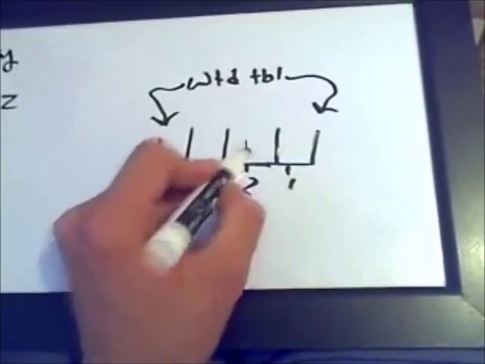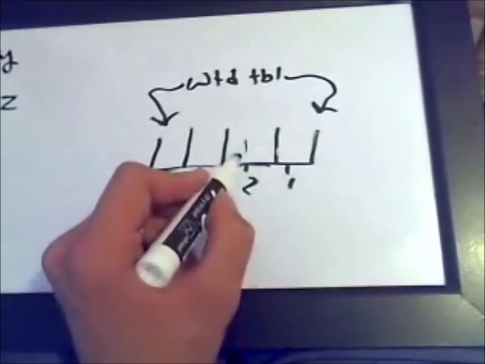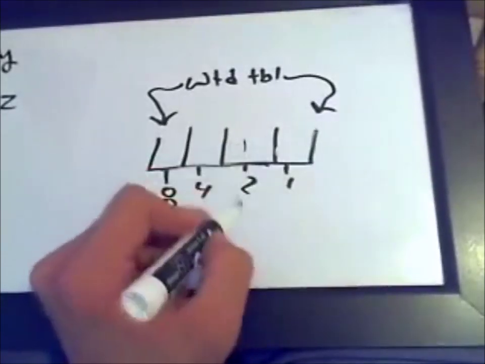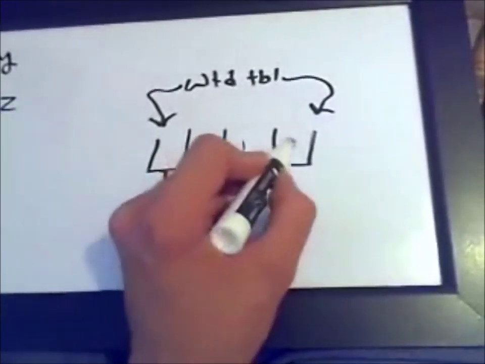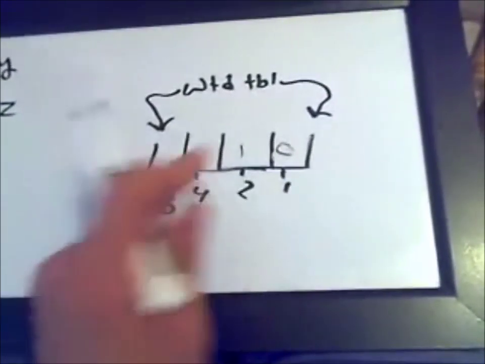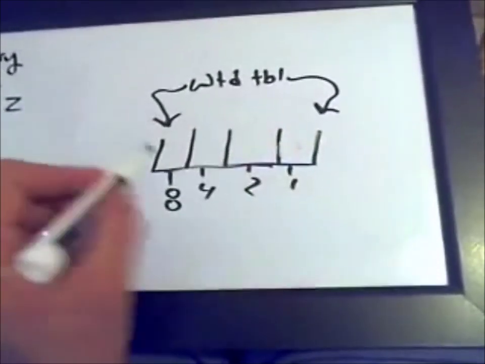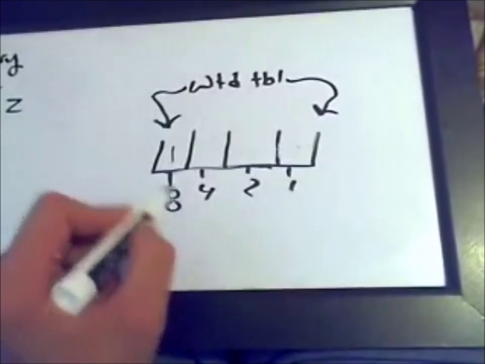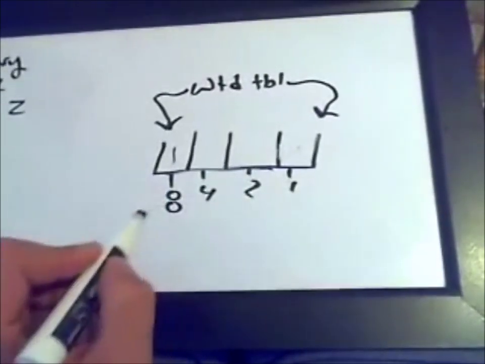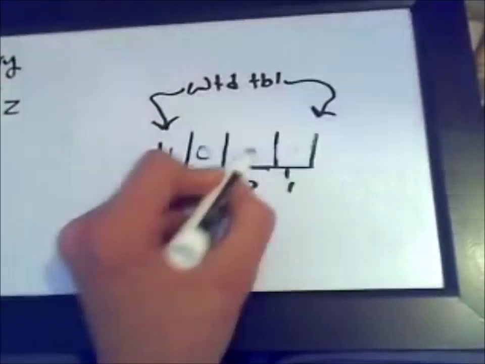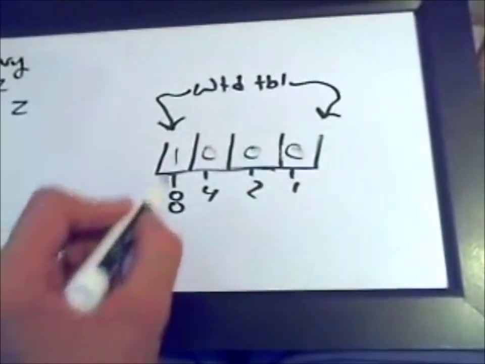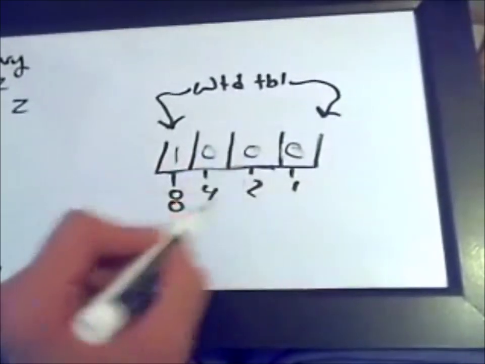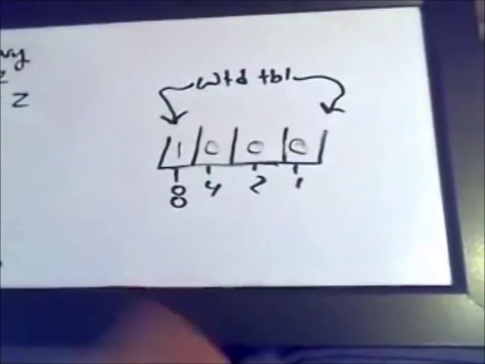If you have a 1 in the 2 position, you have all the 2's. So you have 1 two, 2 total, and you have 0 ones. Again, if you put a 1 in the 8 position, you have all of the 8. 1 eight, so you have 8. And you fill in the rest with 0's because you have none of the other numbers. 1, 0, 0, 0 is the binary number for 8.